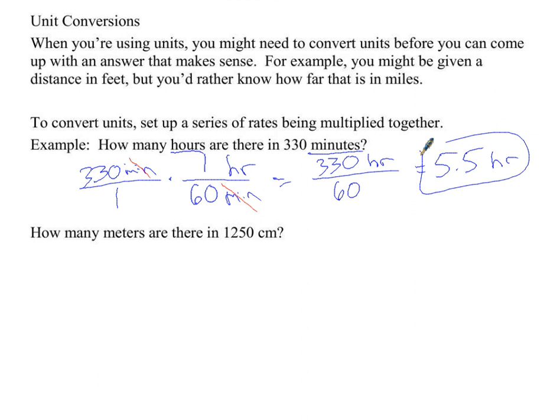So the key here is you set up the original thing. You need to get rid of your units. Slowly turn your units into whatever units you're looking for. And then you multiply your numbers across, and then you reduce that number down. It's a very simple process, but it's easy to make a lot of mistakes, so pay attention.